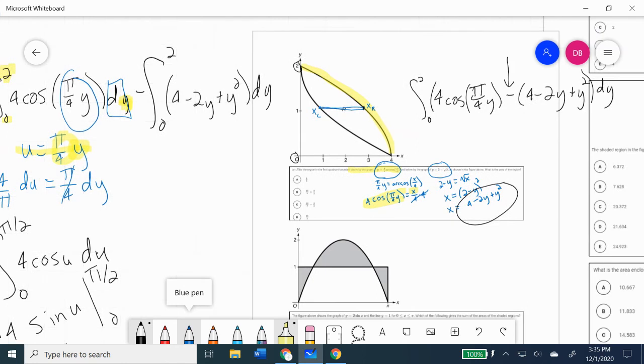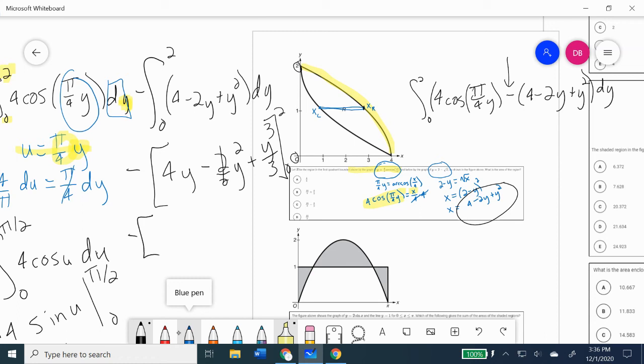For the other integral, I have to be careful, I'm subtracting it. Integrating with respect to y, I get 4y. And the 2 will cancel with the y squared over 2 plus y cubed over 3 from 0 to 2. Plugging in 2, I get 8 minus 4 plus 8/3, minus plugging in 0, I get 0.